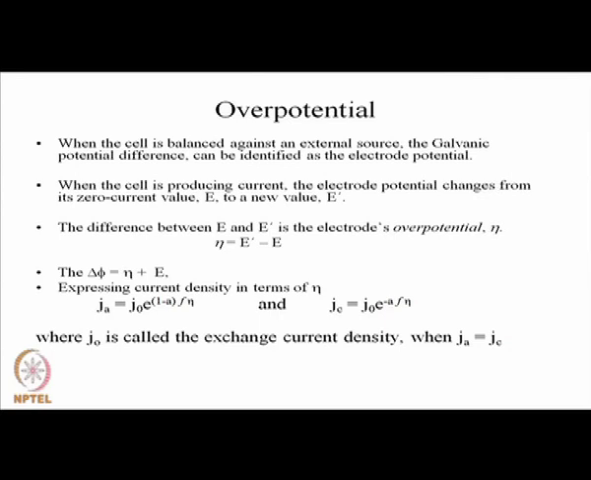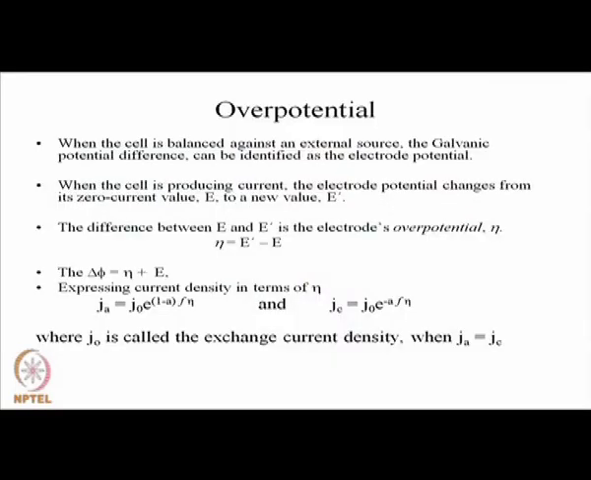Next is when the cell is producing current. Okay. So, producing current means some reaction is going on. Okay. The electrode potential changes from its zero current value E to a new value E primed. Okay. So, when the cell is exactly balanced against external source, your zero current value is say E, that is the equilibrium electrode potential. Now, when you draw some electricity, then what is going on? Then your value of E changes because it is no longer balanced. So, potential is changing. Okay.